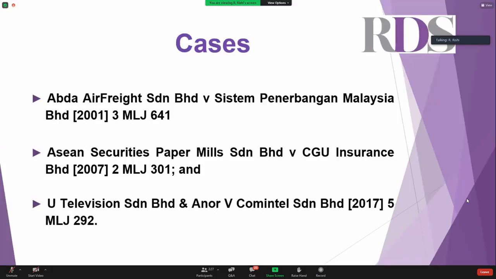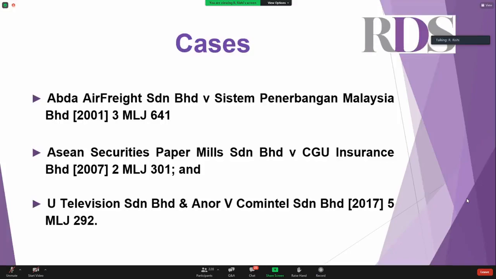Then moving on to U Television Sendirian Berhad and another against Comintel Sendirian Berhad, a recent case in the federal court as well. U Television Sendirian Berhad is in the business of, it's a licensed broadcasting network, if I recall correctly. And then Comintel is in the business of providing solutions for hardware and software insofar as broadcasting and telecommunication industry is concerned.